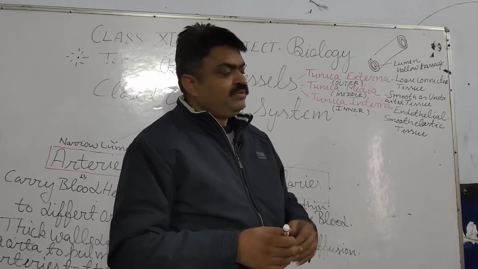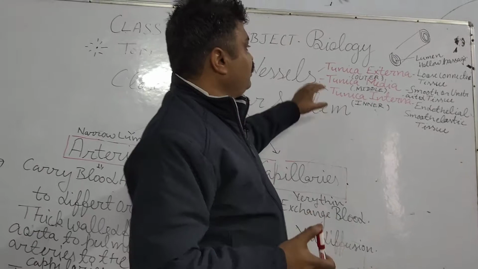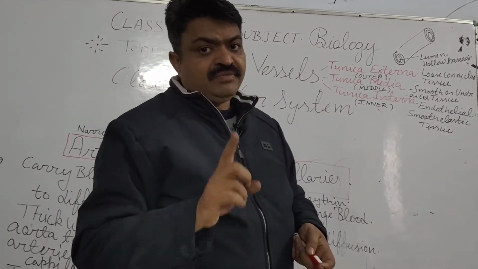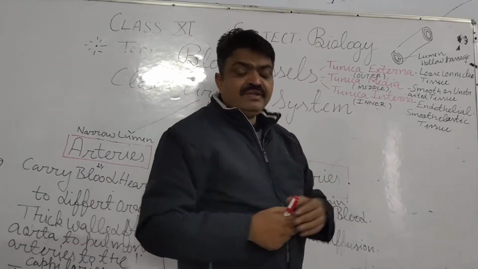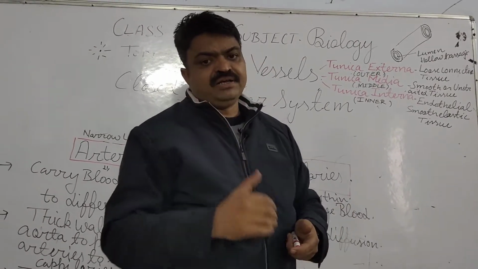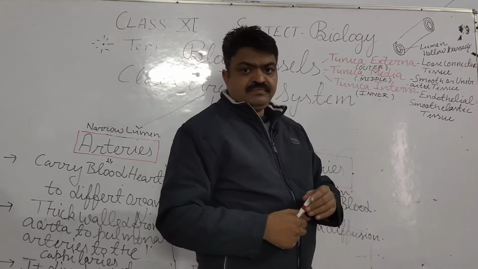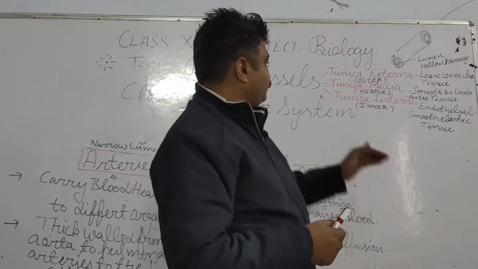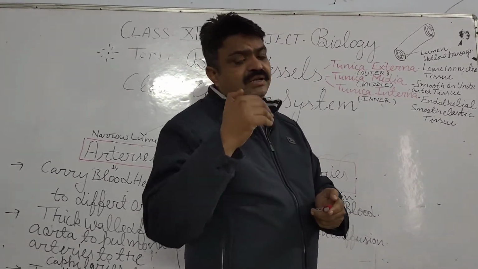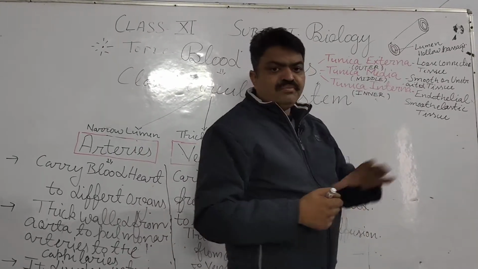Tunica externa is known as the outer layer, and it is made up of loose connective tissues and it covers the blood vessel. Second is tunica media, means it is the middle layer and it is made up of smooth or unstriated tissues. And third is tunica interna. Tunica interna is the internal layer of the blood vessel and that is found around the lumen, student.